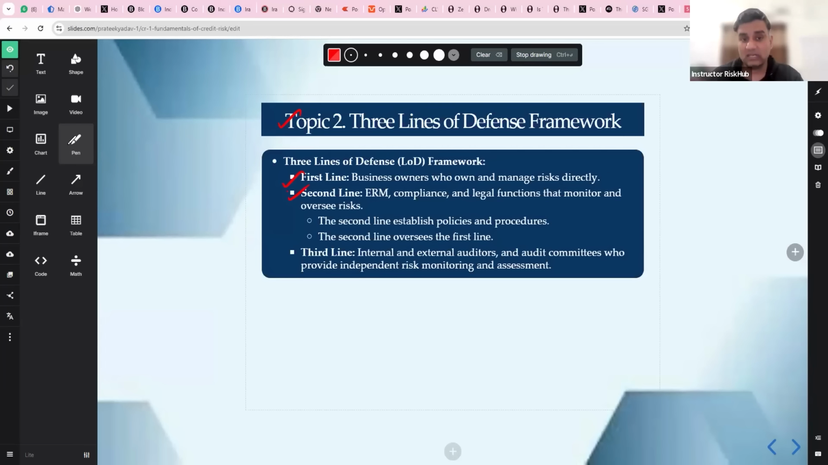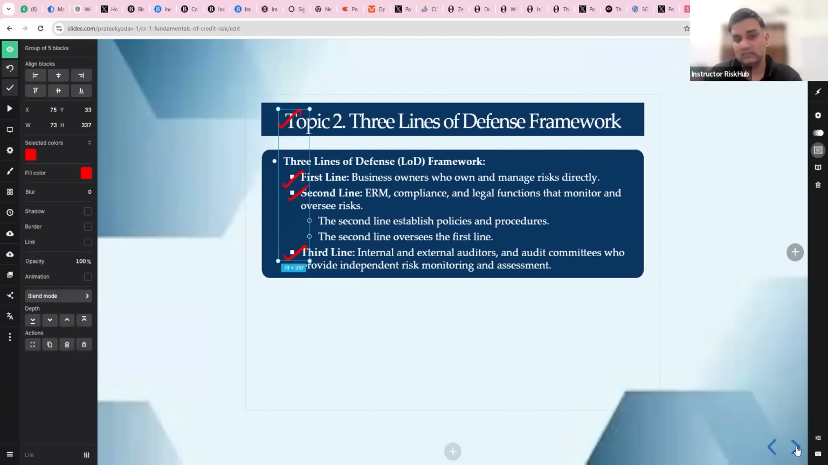Then we have your third line. The third line is independent. They review both the first and second line. They test controls and report to your board audit committees. They do not manage your risk. They assess whether the risk framework works. Think of them as the referees of the whole system. This connects to your operational risk failures, internal control breakdowns, your governance lapses, etc. Right? Very theoretical, very easy.